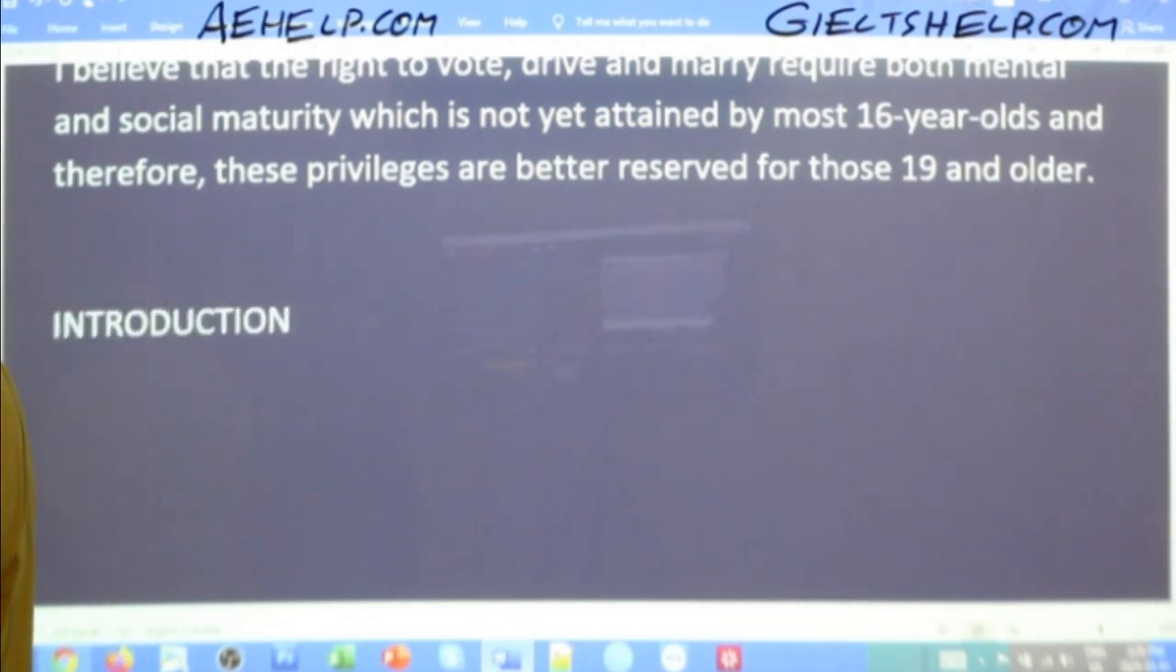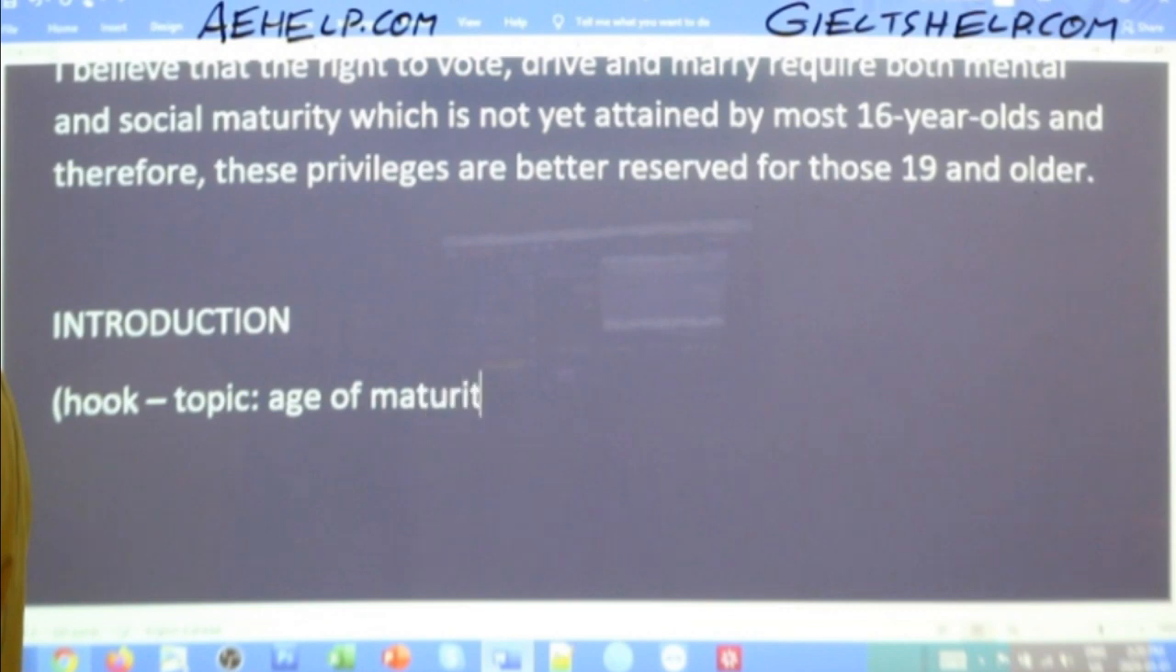In the introduction, let's start with a hook. The hook, of course, should include the topic. The topic, of course, here is age of maturity.